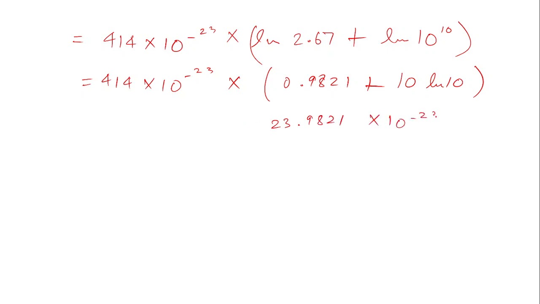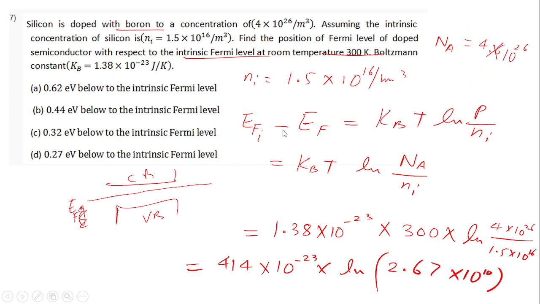Let me write this on this side, and 414. When you multiply all this by 23.9821, we'll get the answer 7.078 times 10 to the power minus 20. This will be in Joule because we are finding the difference.